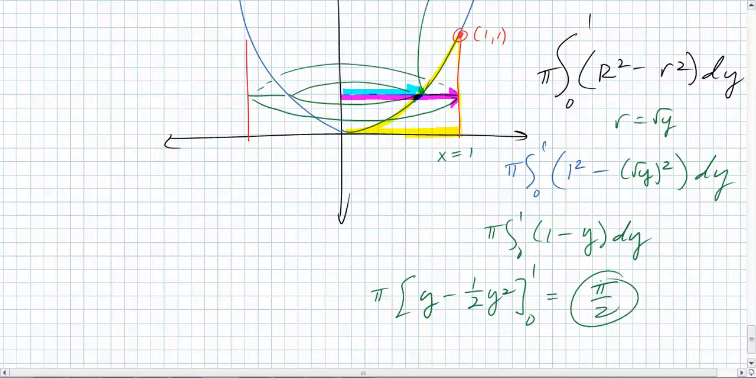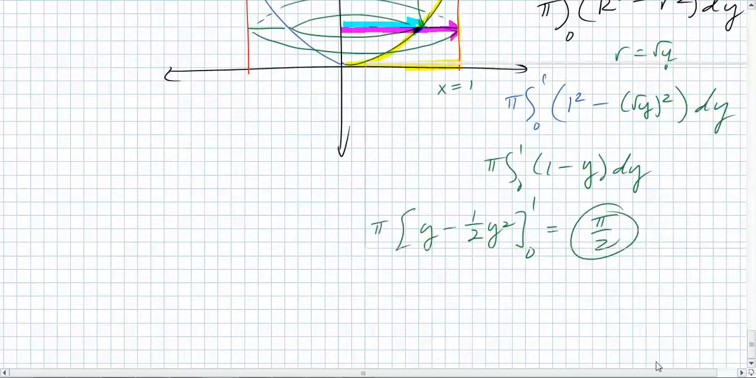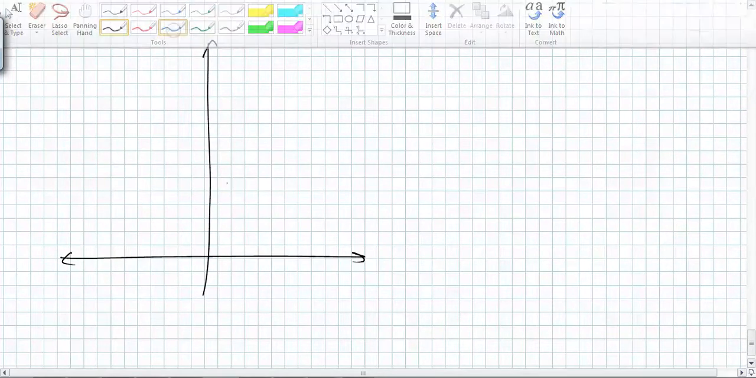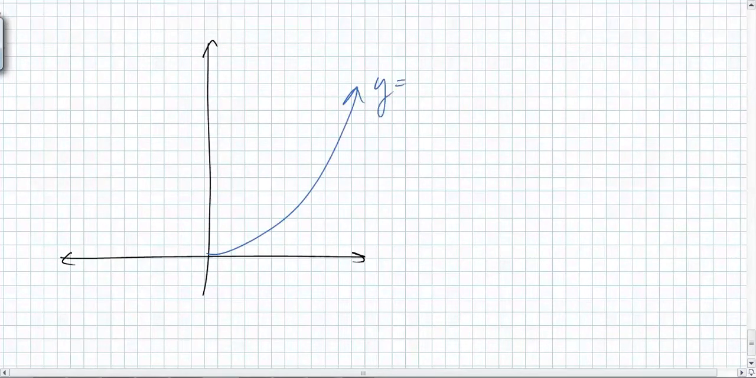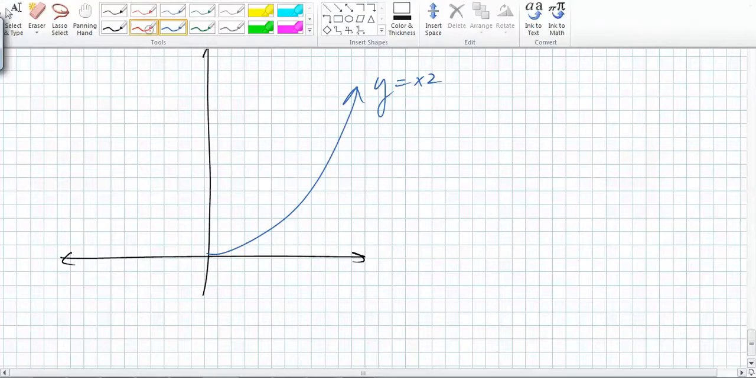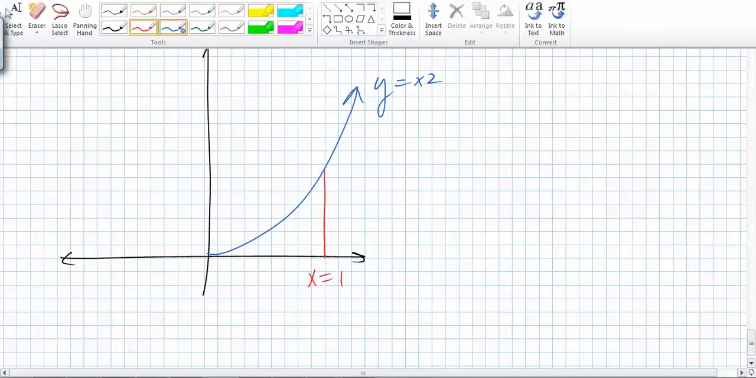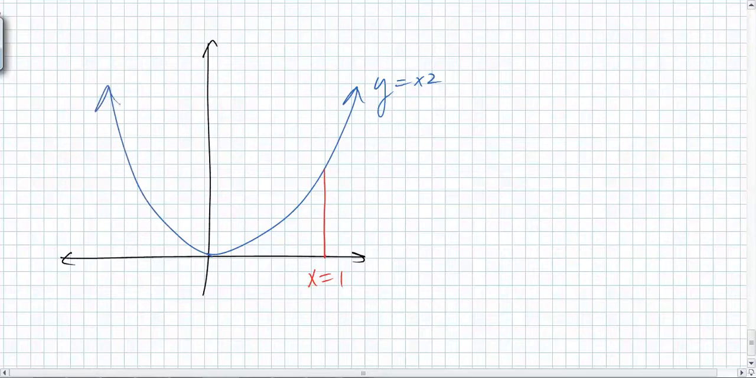There is another shape you can generate by rotating a different piece. Let's see what it looks like. I'm going to draw the same exact thing. Instead, what I'm going to do, so we have y equals x squared, so I'll draw that. Here it is, y equals x squared. And we're going to go from, again, 0 to 1. So let's go from 0 to 1. Let's say x equals 1. So what do you do first? You're going to draw this, you go back like that, and you draw the other side.